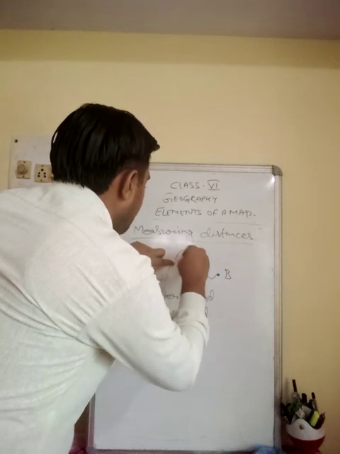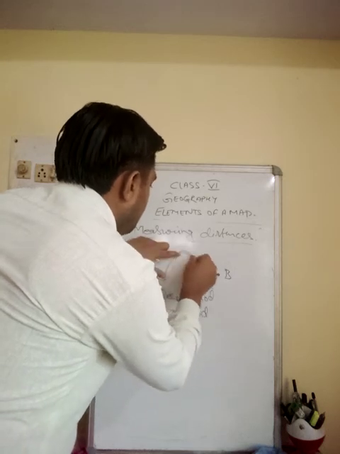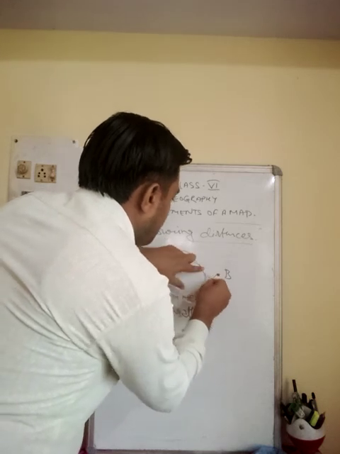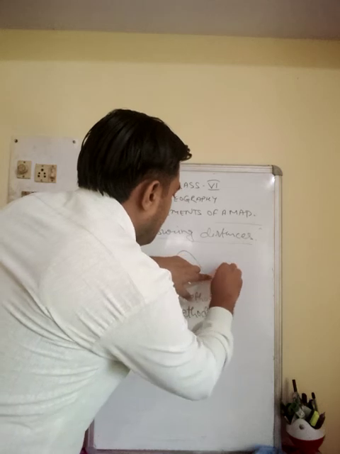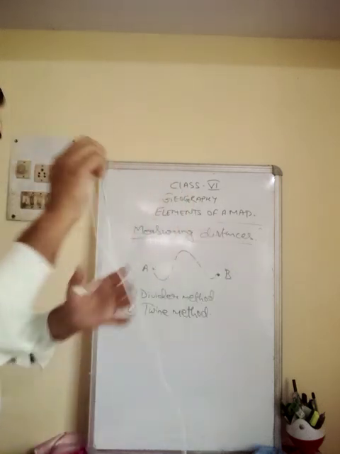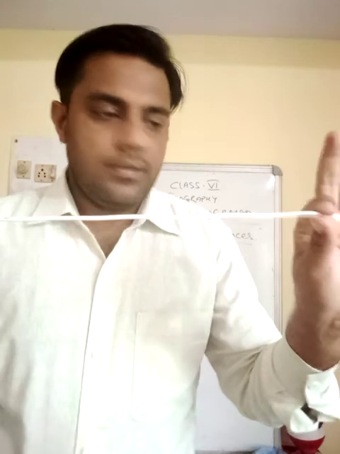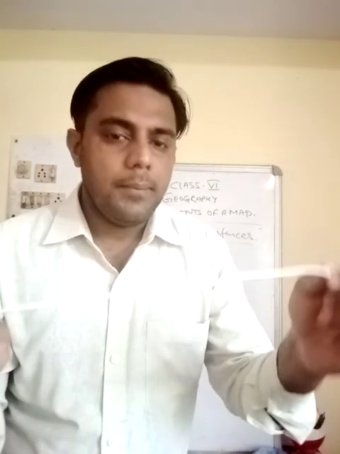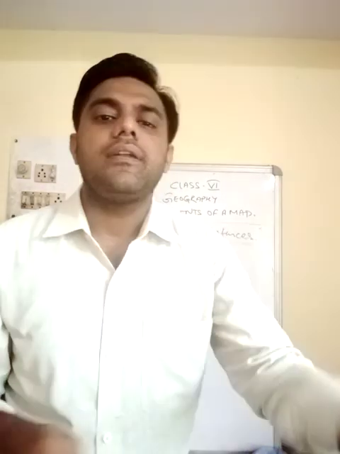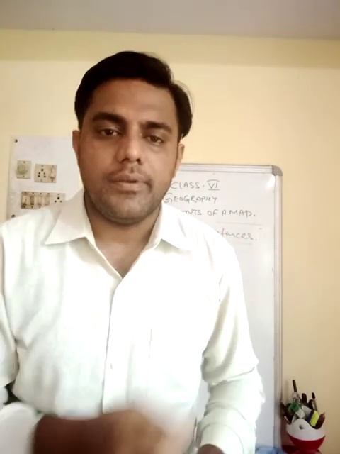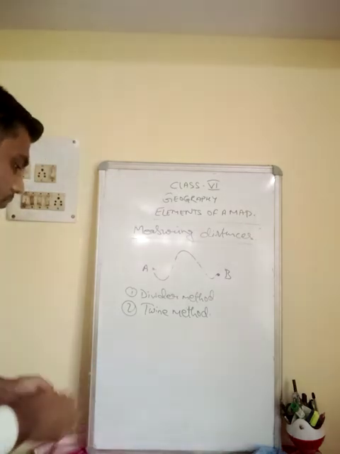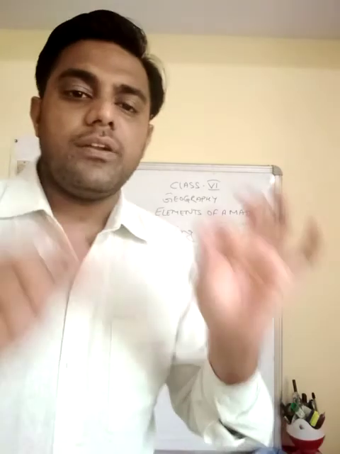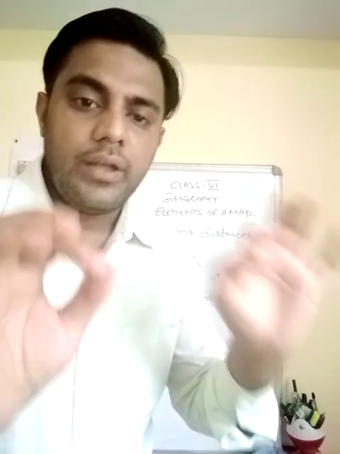And turn it. So this much came out. Now what we do with this is measure it on the scale. We get our distance in centimeters. Now remember, in the divider method we use a divider, and in the twine method we use a thread.